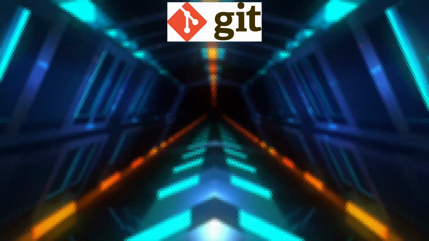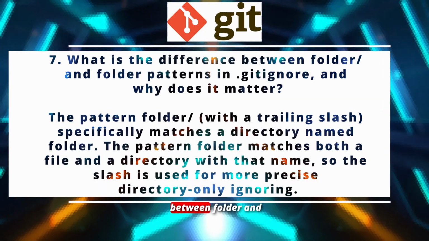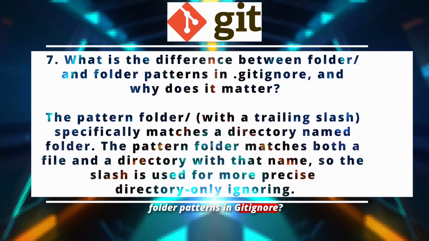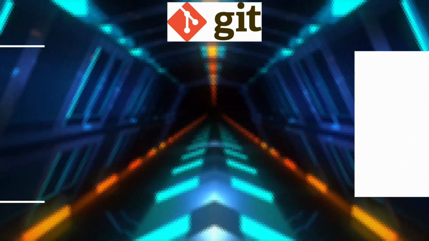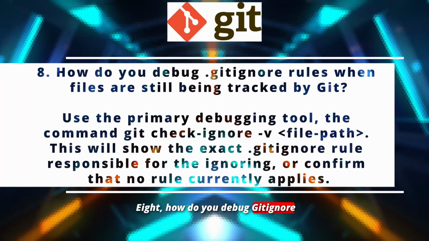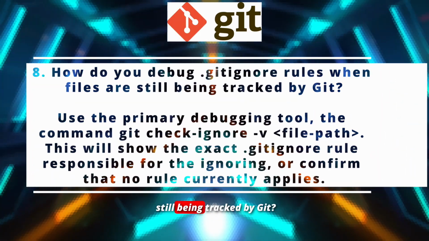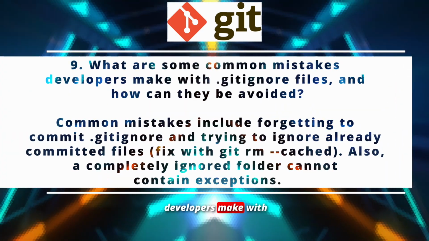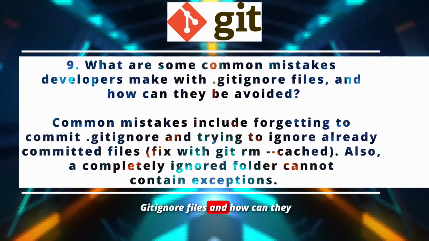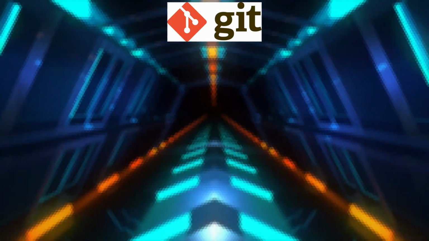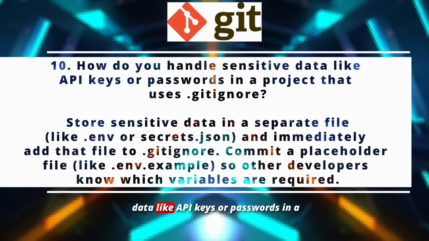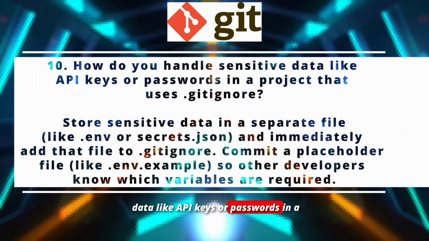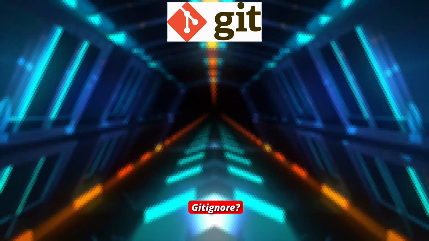does this work? 7. What is the difference between folder and folder patterns in gitignore, and why does it matter? 8. How do you debug gitignore rules when files are still being tracked by Git? 9. What are some common mistakes developers make with gitignore files, and how can they be avoided? 10. How do you handle sensitive data like API keys or passwords in a project that uses gitignore?